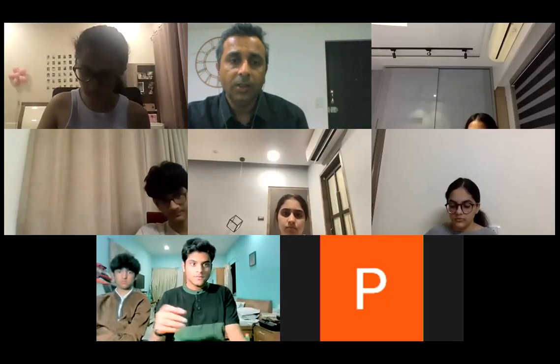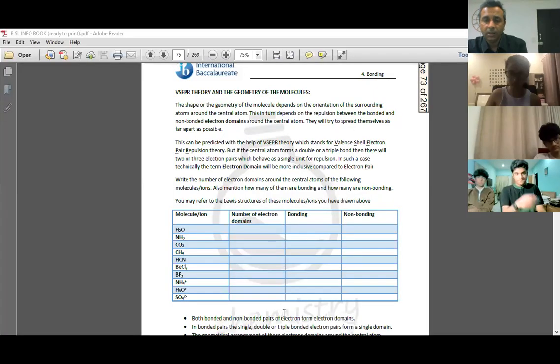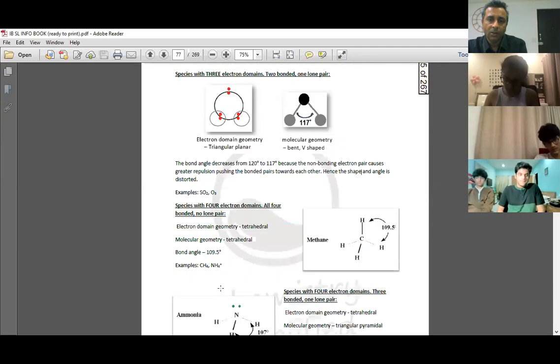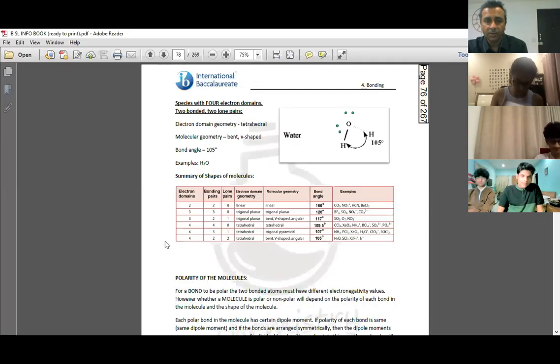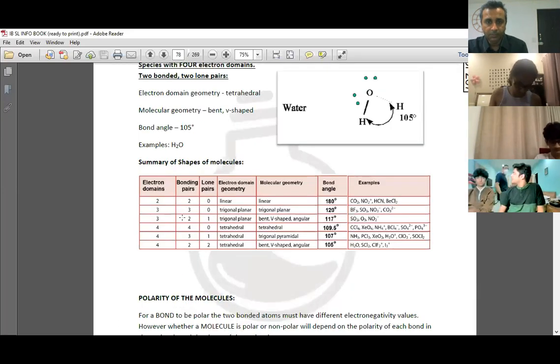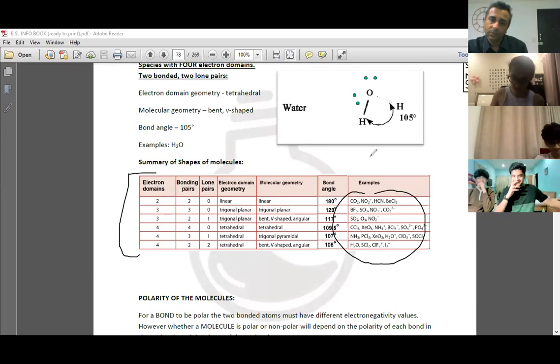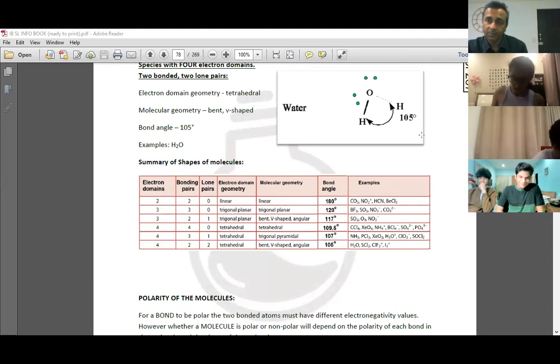The details of these and the examples are there in the info book. Yeah, this table. This table over here. This has examples also. So please make sure that you learn them.